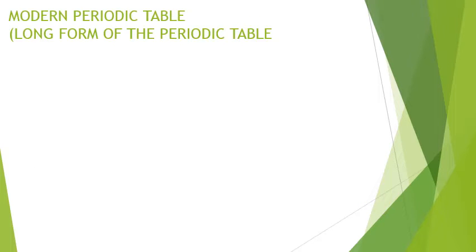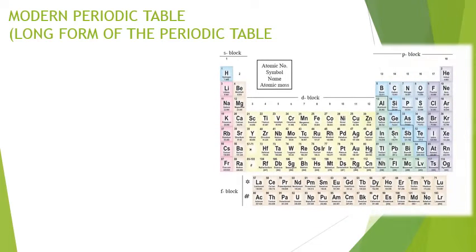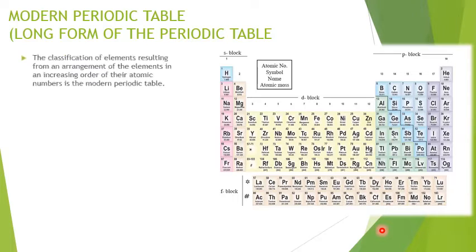Next topic that we will be studying is the modern periodic table, that is, the long form of the periodic table. This is a modern periodic table. I have taken the image from your textbook itself so that you will understand it clearly. So what are the characteristics in this table and what is all the specialty of this table, we will be seeing in this chapter.